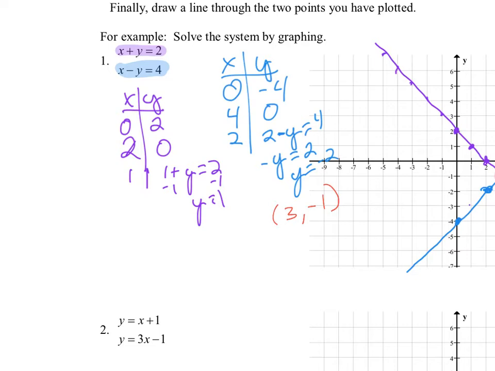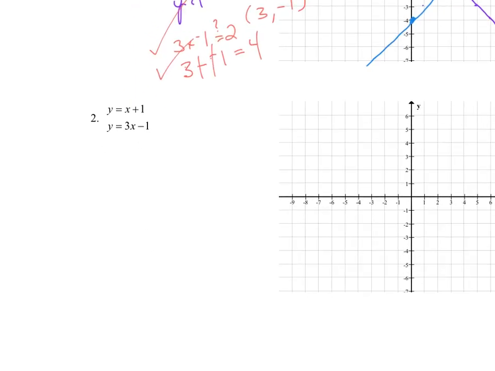Alright, we're going to plug that into our first equation. We're going to have 3 plus a negative 1. Does that equal 2? Yes, it does. So check. It works in that equation. The second one is going to be 3 minus a negative 1. That's plus a positive. Does that equal 4? Sure enough. So check. That one works also, so we have done this correctly.